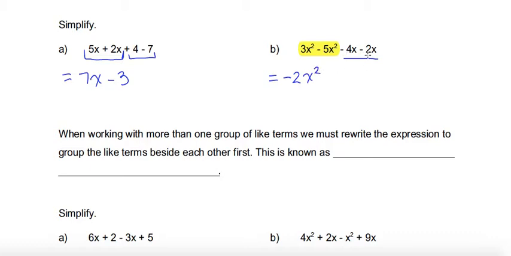Negative 4 take away 2 is negative 6. So I have negative 6x. So this expression simplifies to negative 2x squared minus 6x.